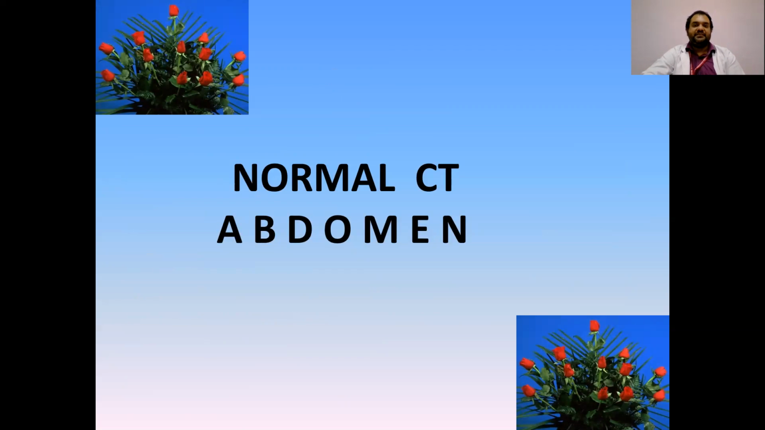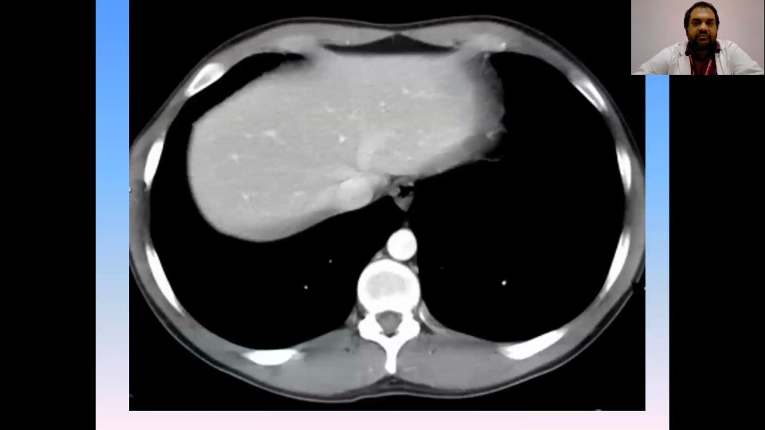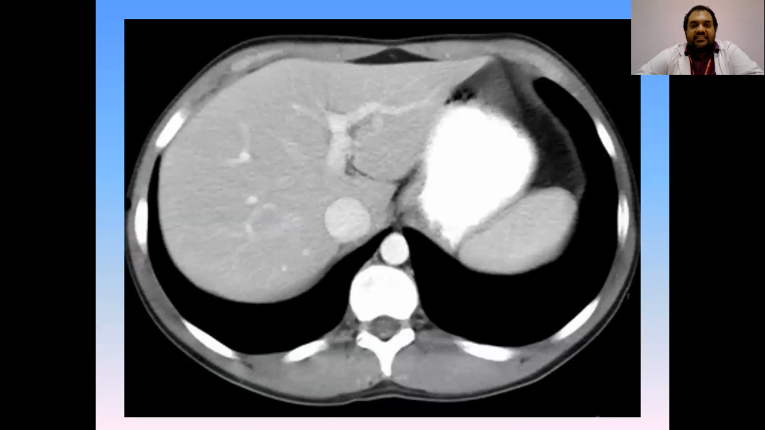Normal CT abdomen. Here is the axial section of the CT at the level of the lungs and the liver. And here we can see only the right lobe of the liver. And here we can see the left lobe of the liver, and hepatic veins can also be seen. And this is a contrast enhanced CT.